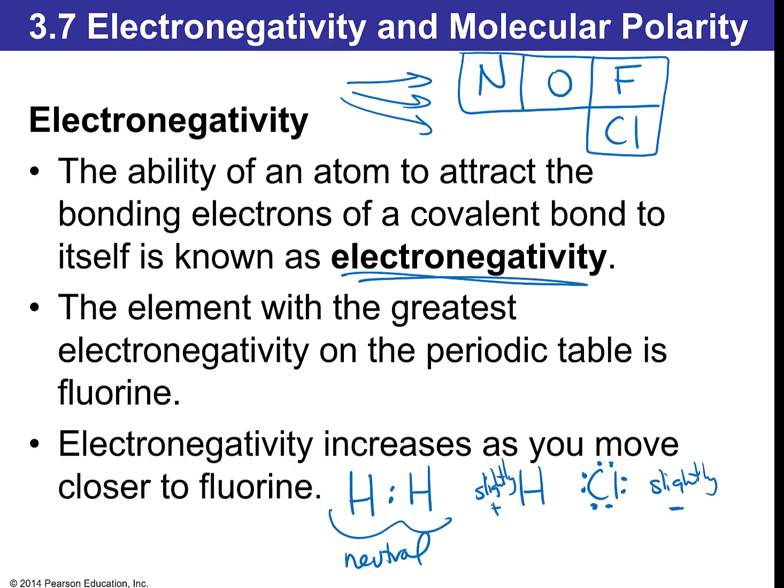I always think of, like, people get divorced and you have the primary custodian parent. So the electronegative atoms, they're like the primary custodians. They're like, you're going to stay with me most of the time. You only go over there a little bit.